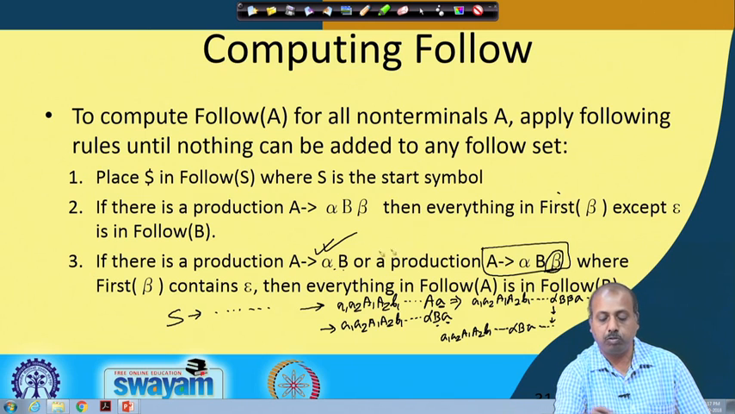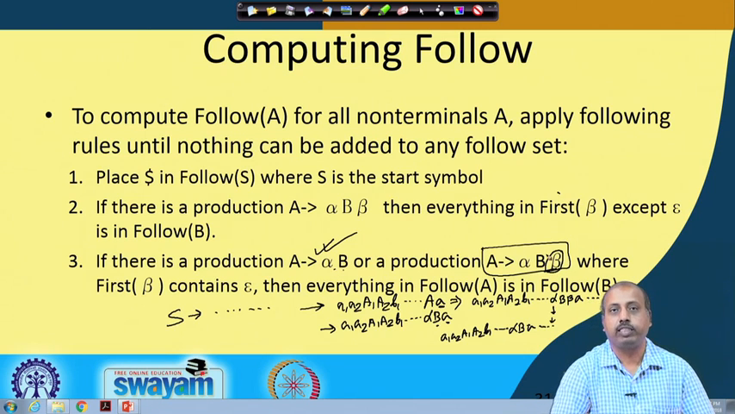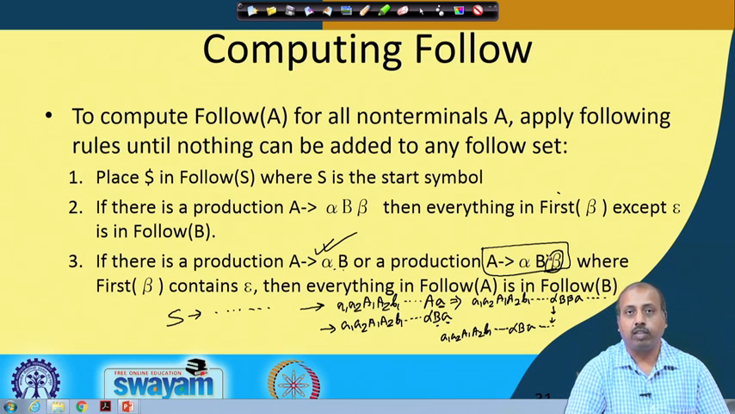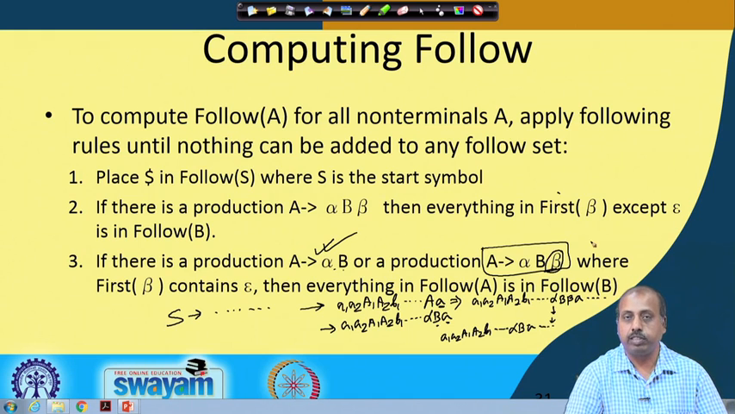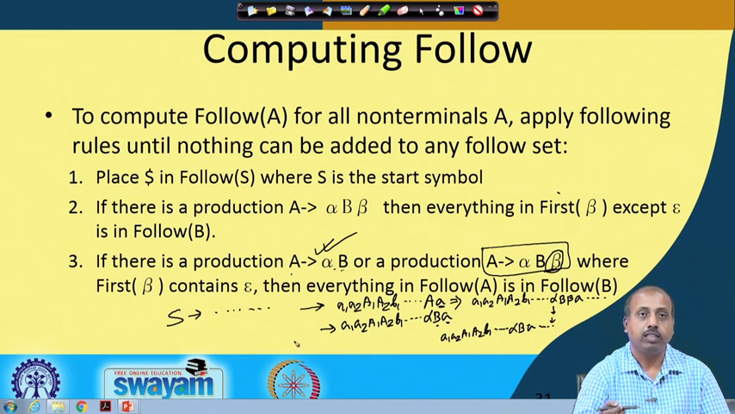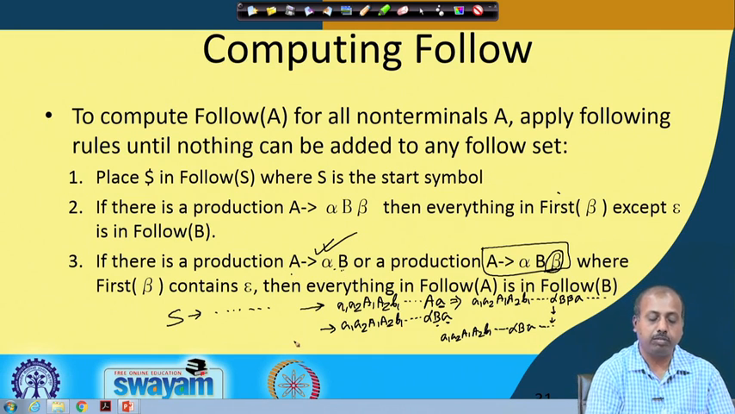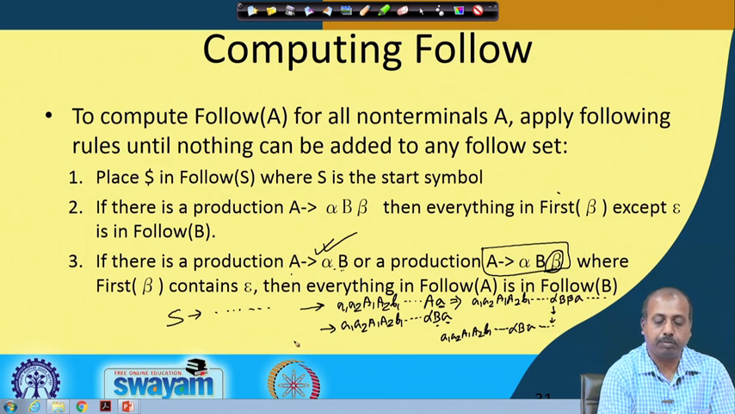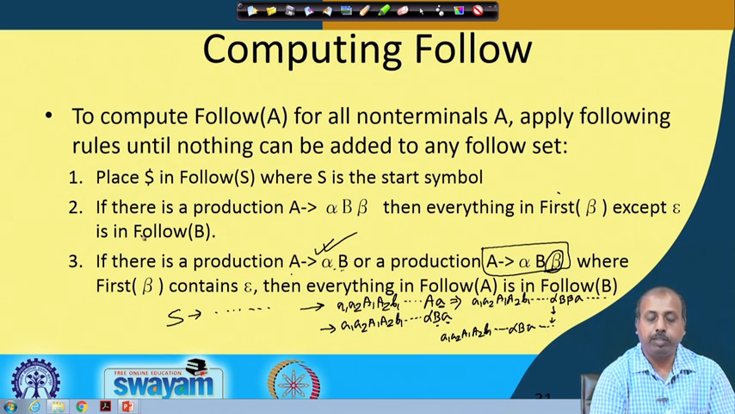So, actually these two rules are similar. If we say that the first of beta contains epsilon, then these two rules are similar. So, naturally whatever is in follow of A will be in follow of B. So, that is the second rule. So, these are the three rules, and for the start symbol of the grammar there is a special rule that dollar will be in the follow of S. So, using these three rules we will be able to construct the follow set.